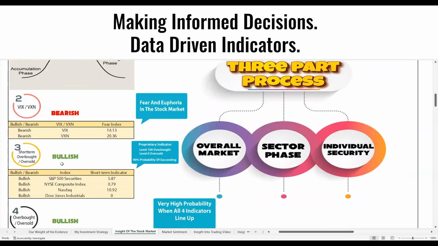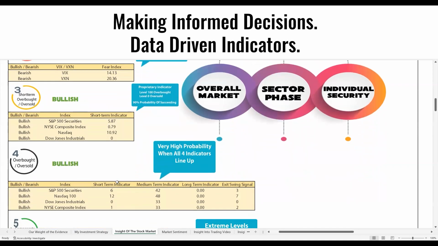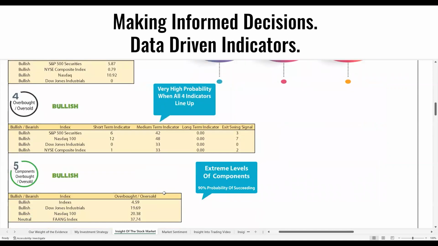Let's go next. A proprietary short-term overbought/oversold indicator is seeing very low levels. And when we usually see these low levels, we will get a pop, at least a pop to get this to 100. The pop may be 1%, 2%, 3%, 5%, but we will get an oversold rally in this market. We also combine a short-term indicator, a medium-term indicator, and a long-term indicator with an exit swing signal. All of them you can see are relatively low. Maybe you can say the medium-term indicator is neutral, but we are expecting a pop.